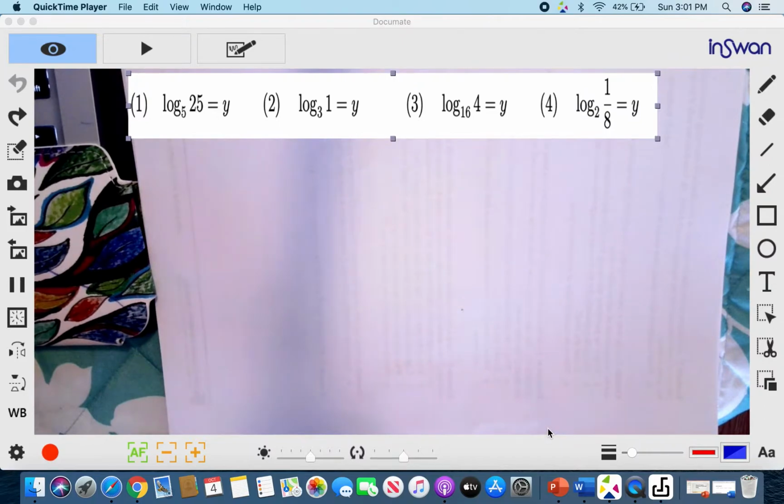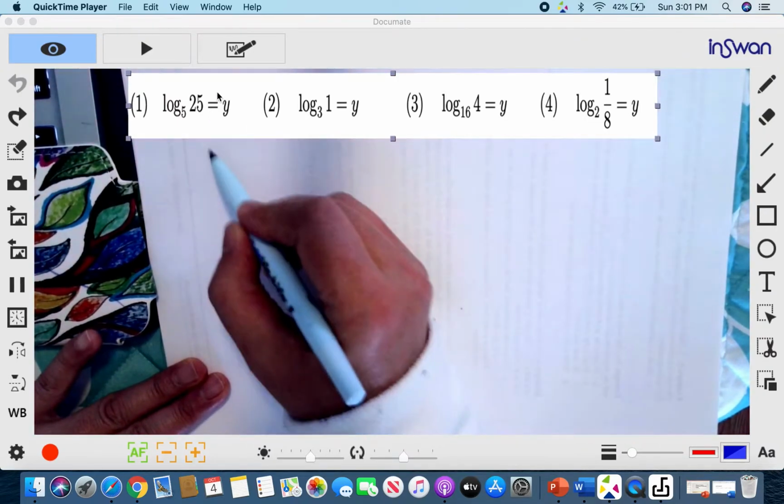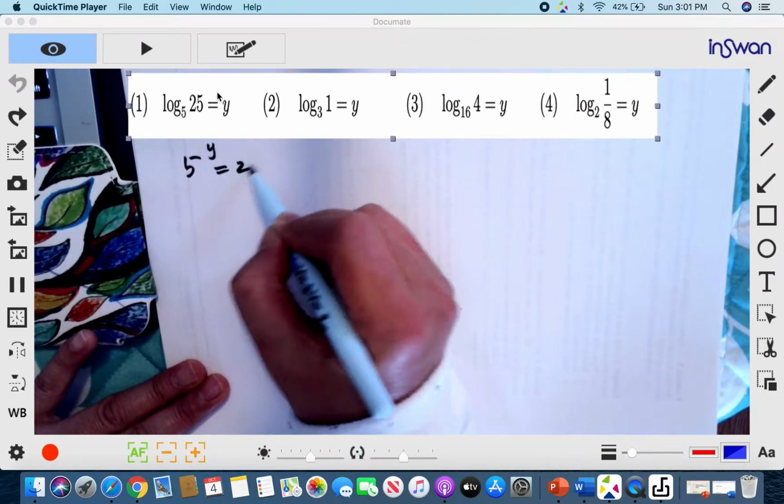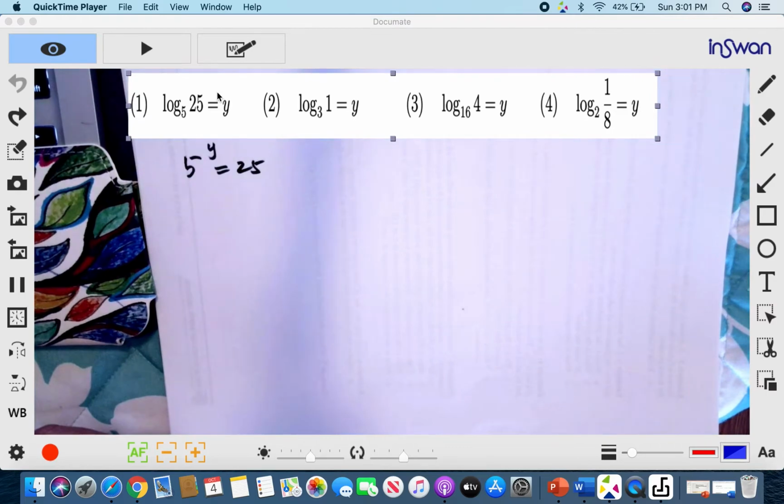So let's say you really don't know the exponent of 5 to get 25. To express this in exponential form, we have 5 raised to y equals 25. That's the exponential form of logarithm of 25 base 5 equals y.